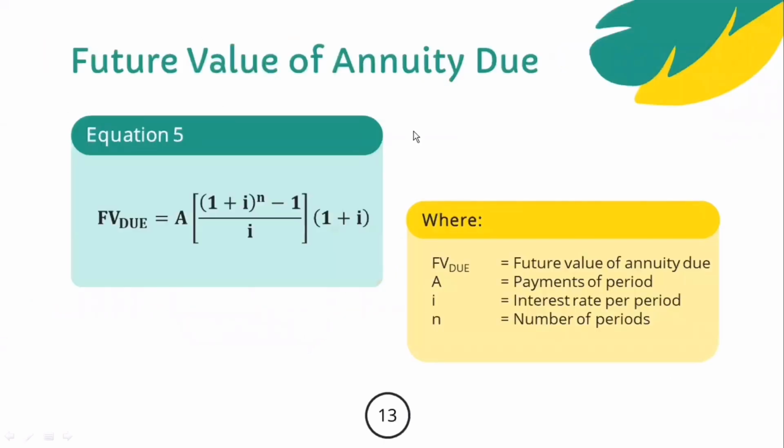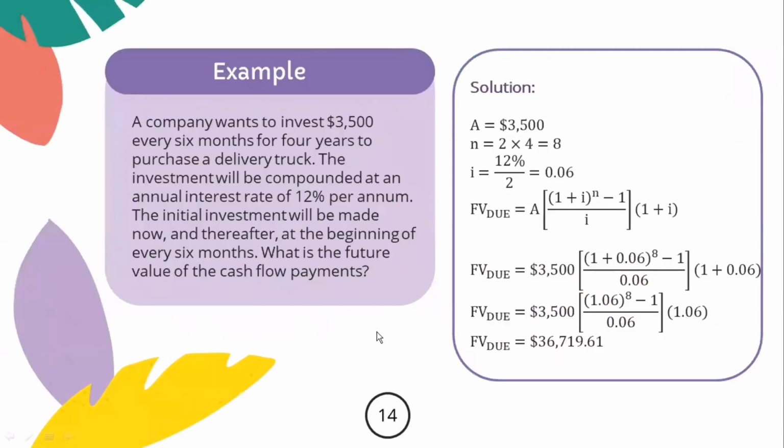So the formula for future value of annuity due is A times ((1 plus i) to the n minus 1) divided by i, times (1 plus i). So this is the example, and we have to substitute this information to this formula. So we get the future value of annuity due.